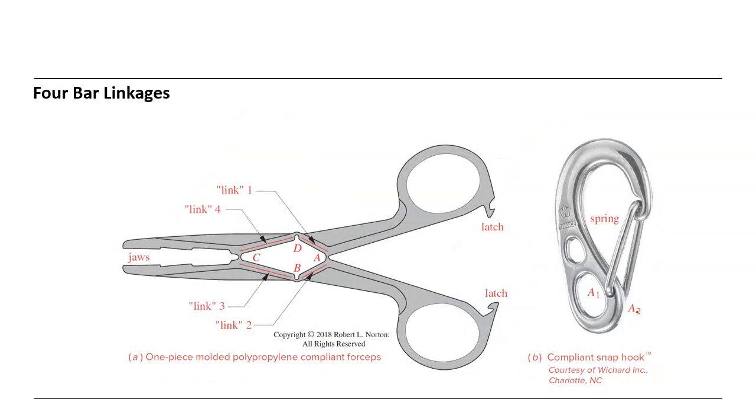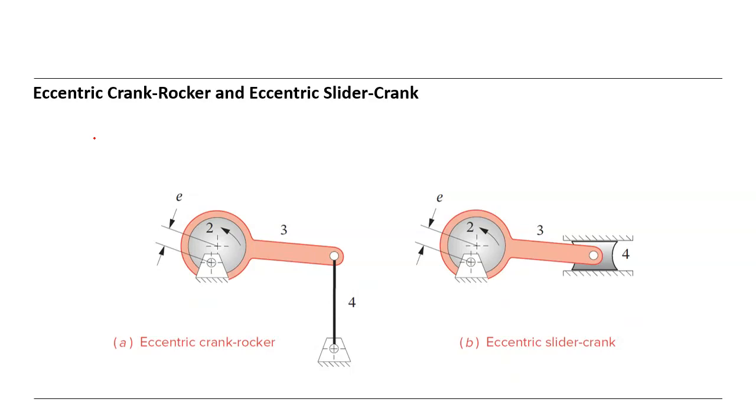Okay, the four bar linkage mechanism, you know that. We use it at home, and it also has a mechanism inside. And so the eccentric crank rocker and eccentric slider crank, we can design in that way so that by applying the rotary motion to member two, we can create oscillation here. Here we can create linear motion like this. Eccentric slider crank, and this is the eccentric crank rocker. So this is part of the crank, it is the crank. But design wise, we can design it like this.